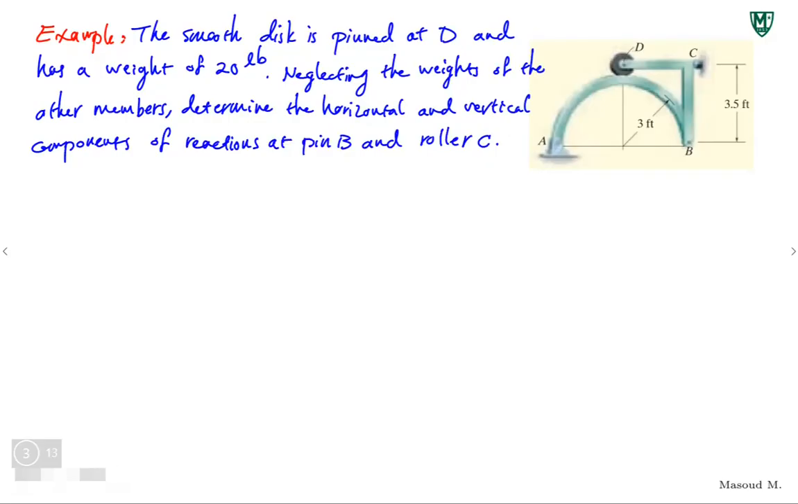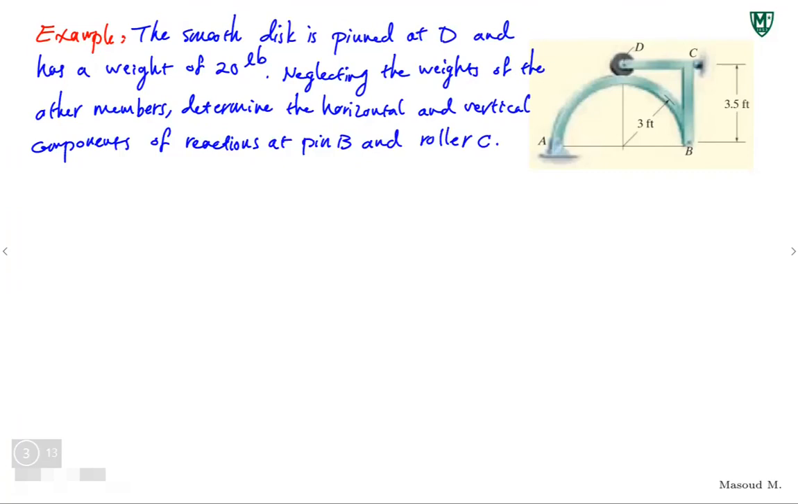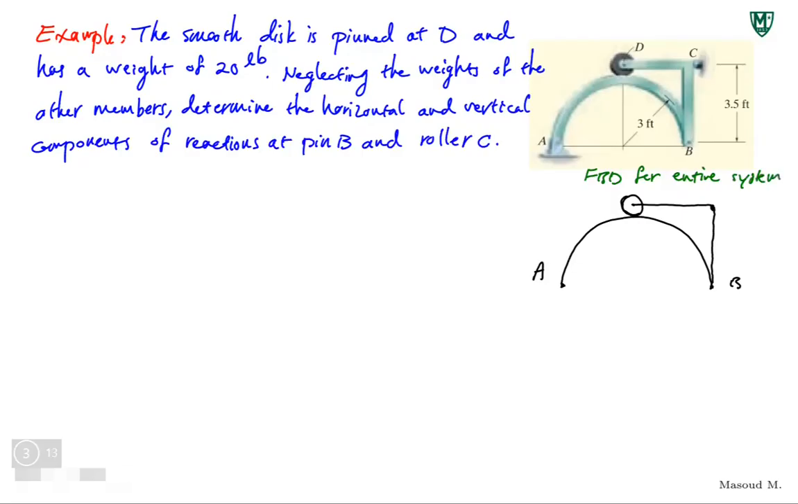So let me draw that. It's not easy to draw. I'll do my best. This is the semicircle there. This is point A, and this is point B, and then we have this straight line there. We have this right here, and it's connected together right there. There you go. Let's put the forces. This is the free body diagram for the entire system.